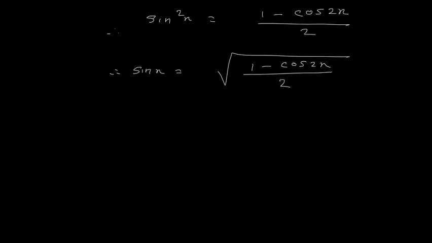As we have sin square x, similarly you can find cos square x. The cos square x value will be (1 plus cos 2x) divided by 2.